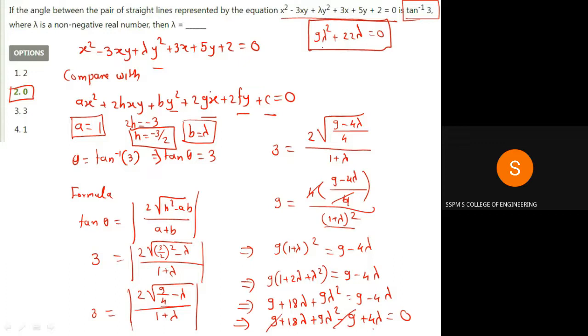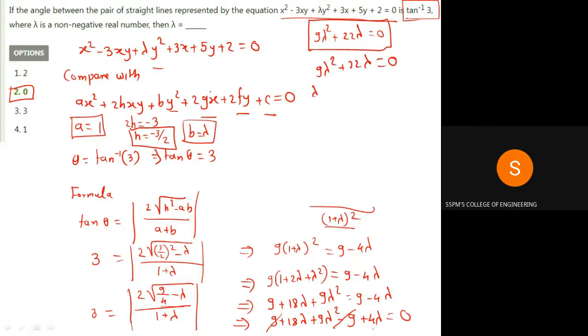Okay. I will solve it. You can solve it at home, but I will solve it. 9 lambda square plus 22 lambda is equal to 0. Let us take lambda common. So what is remaining inside the bracket? 9 lambda plus 22 is equal to 0. This suggests that lambda is equal to 0 or 9 lambda plus 22 is equal to 0. That is 9 lambda is equal to minus 22. That is lambda is equal to minus 22 divided by 9.